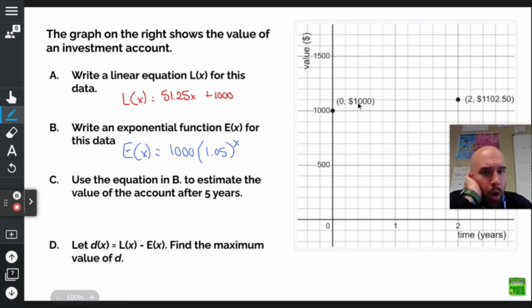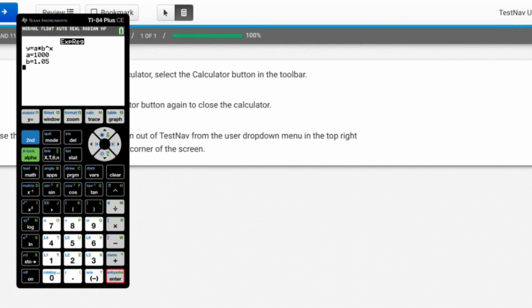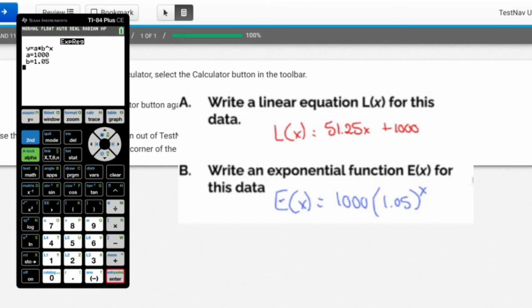Because at 0, I'm at 1,000, which means if I were to plug in 0, this whole thing would become 1, so I get 1,000. Okay? Use the equation in B to estimate the value of the account after 5 years. So I'm just going to run to my calculator and plug in 5 for x and see what I get. Now, C here is asking me to use that equation that I just found to estimate the value of the account after 5 years.